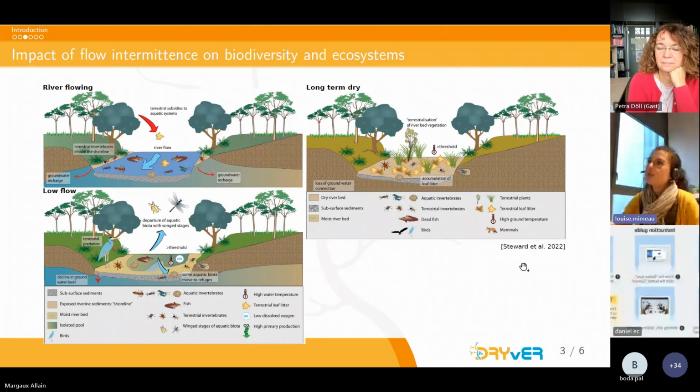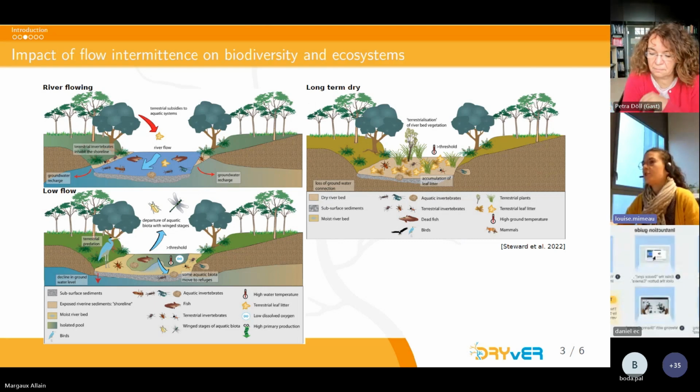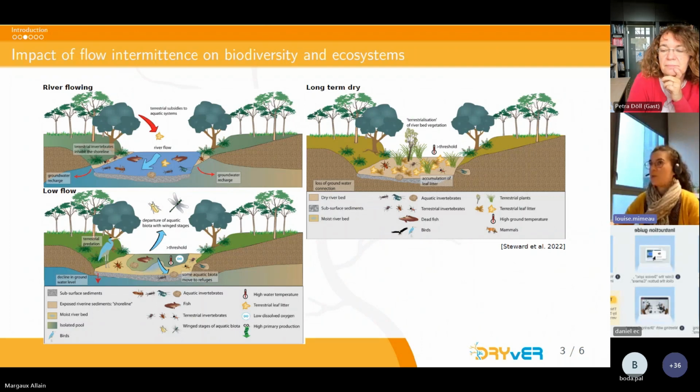And in the DRYvER project, we're also interested in the impact of flow intermittence on biodiversity and ecosystems, because the water level and the duration of drying can have an impact on the species that live inside the river or nearby the rivers. And you have some terrestrial and aquatic species that are adapted to intermittent flow regimes, but that can be endangered when the drying periods are increasing, or other species that are adapted to live in perennial streams, and that can be endangered if some reaches start to become intermittent. Next, please.